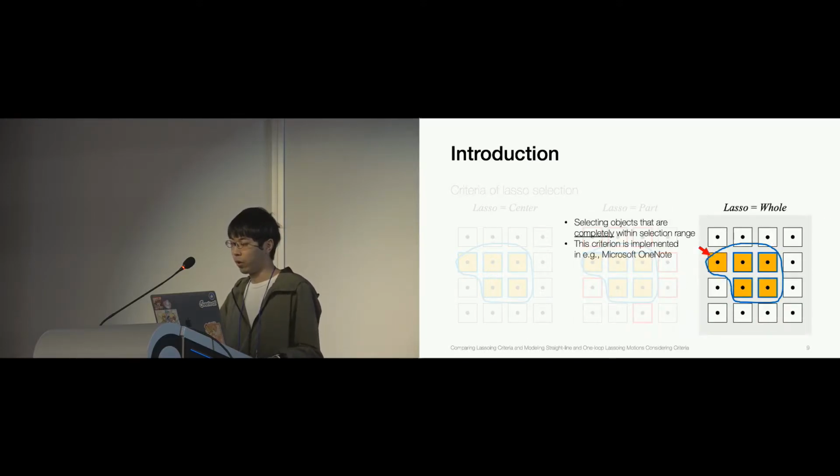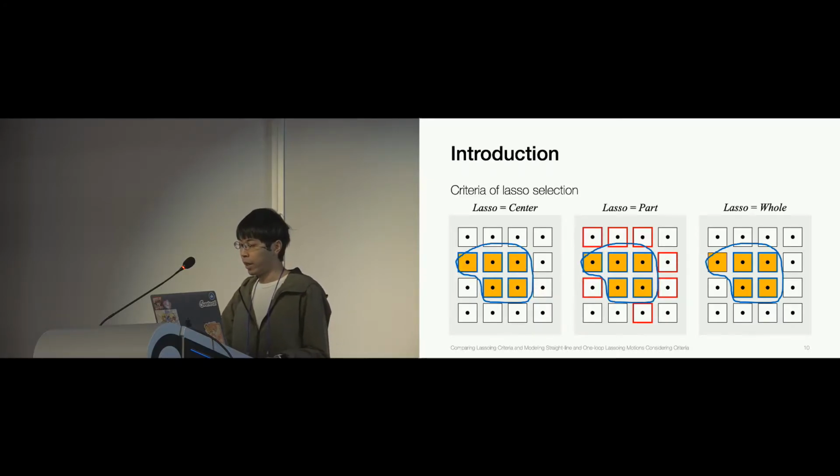Last criterion is wall. The wall criterion selects objects that are completely within the selection range. Also in the wall criterion, the selection is failed. One yellow object is out of the selection range. This criterion is implemented in Microsoft OneNote.